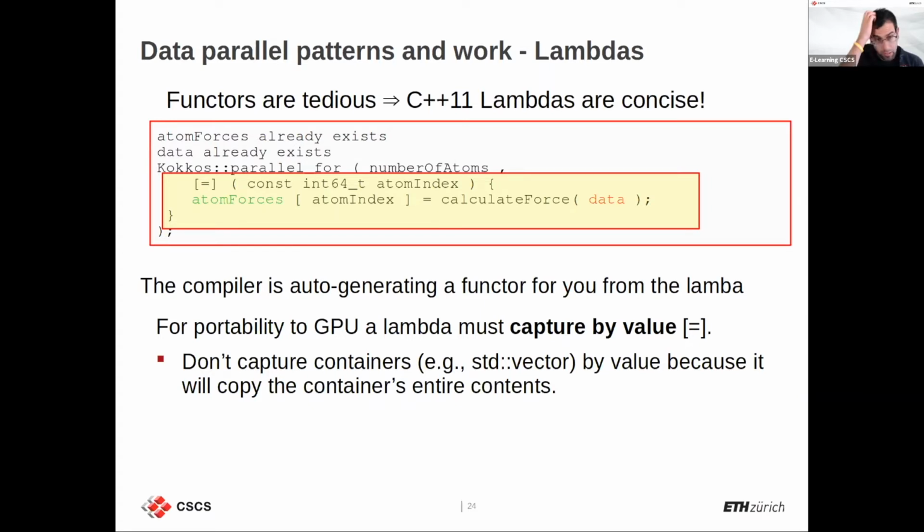You can try, for example, to capture by reference. You can run on CPUs, so if you run OpenMP, it will run without problem. But if you run the same code on GPUs, it will crash because it will not have access to the data. So definitely we need to have this equal sign, so we need to capture by value. And therefore you don't capture containers by value, because it would copy the entire container.